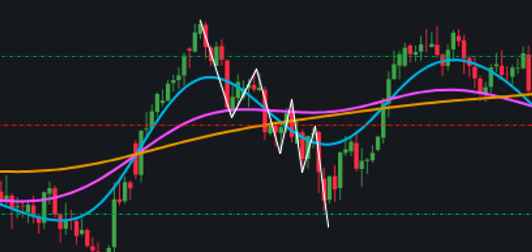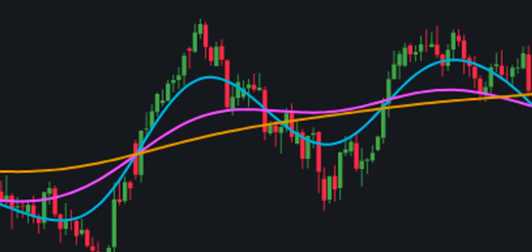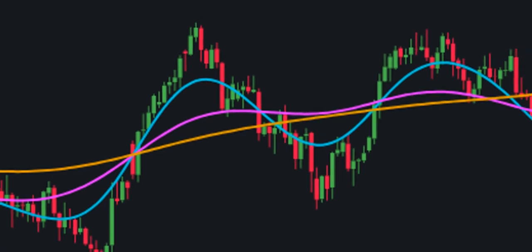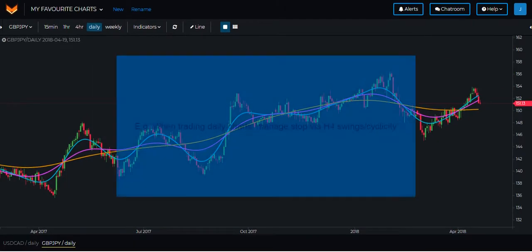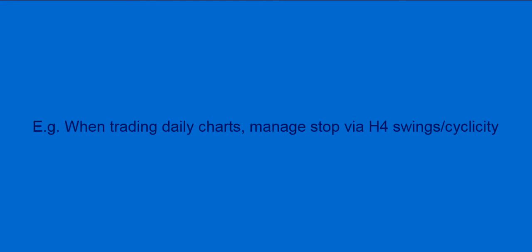We can also move the stop according to the swings of the lower time frames, which of course cycle more frequently and provide us with more opportunities to lock in profits. For example, when trading the daily time frame, we may choose to move the stop loss according to the cyclicity of the H4 charts or the H1 charts.